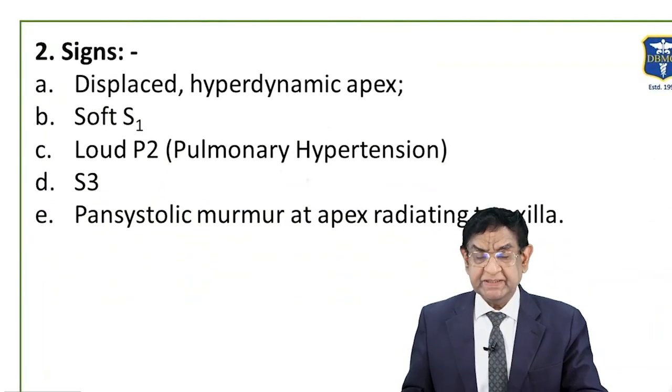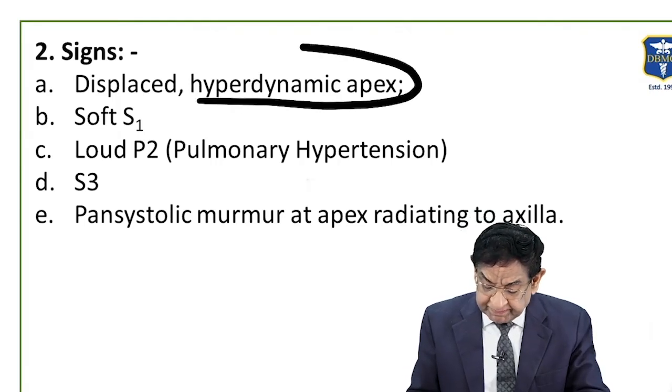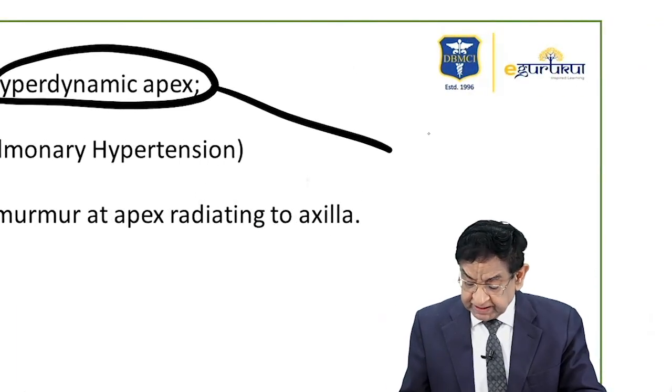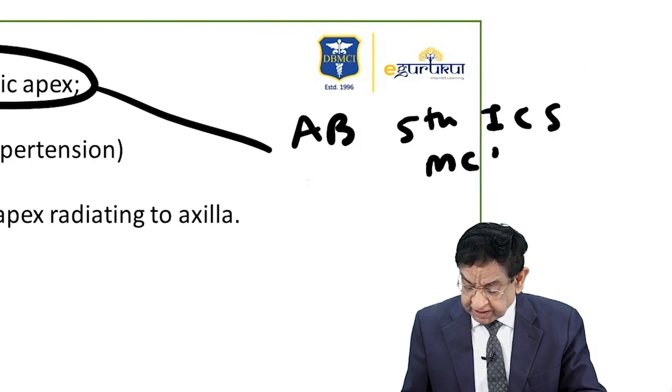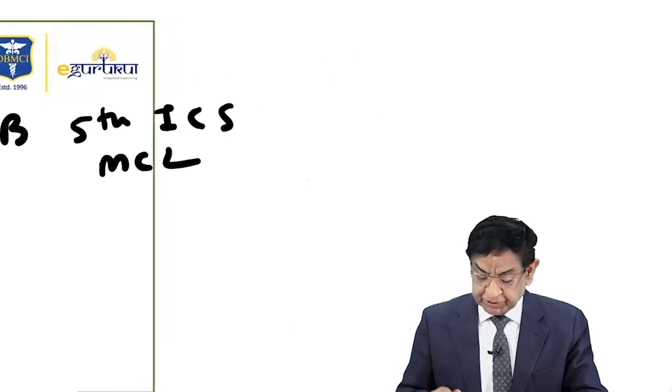Signs. When you examine the patient, an important sign is a hyperdynamic apex beat. We all know very well that normally the apex beat is in the fifth intercostal space in the mid-clavicular line. Okay, let me show you a picture.